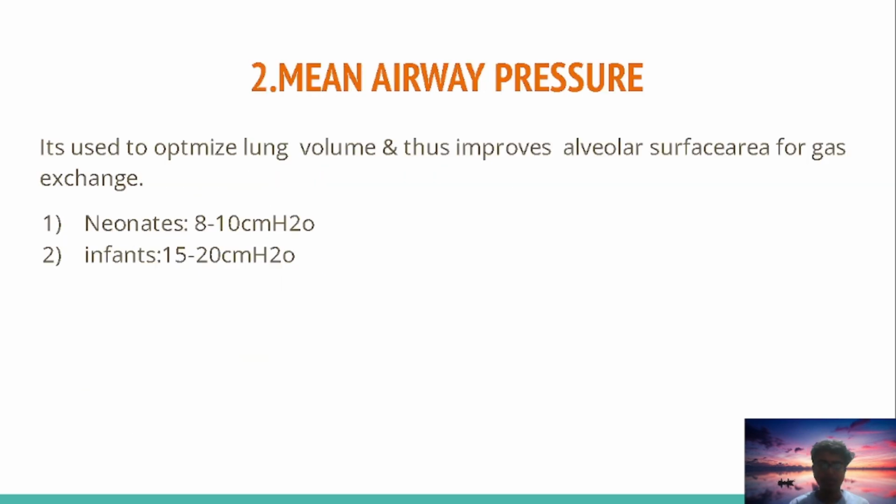Now, mean airway pressure. Mean airway pressure is used to optimize lung volume, and thus it improves the alveolar surface area for gas exchange. It optimizes lung volume and improves the alveolar surface, so gas exchange is improved. In neonates we will keep the mean airway pressure at 8 to 10 cm H2O, and in infants 15 to 20 cm H2O.